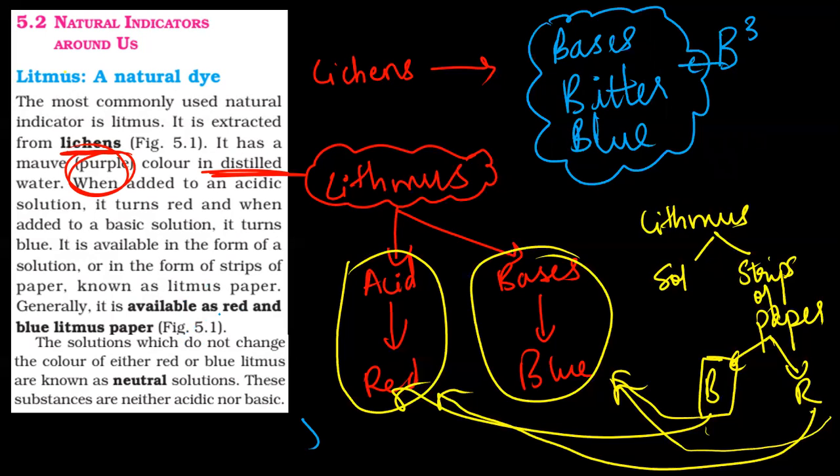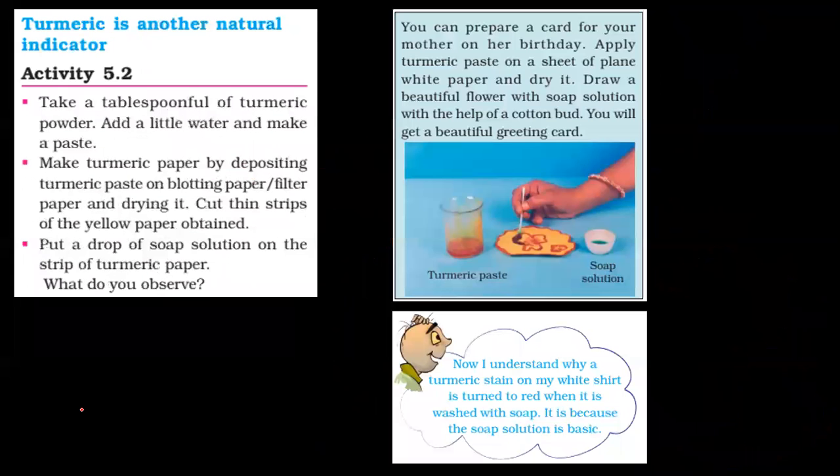Now the solutions which don't change the color of either red or blue litmus paper, there will be no change. Then they are known as neutral. They are neither acidic nor basic, they're neutral. So litmus won't get affected at all.